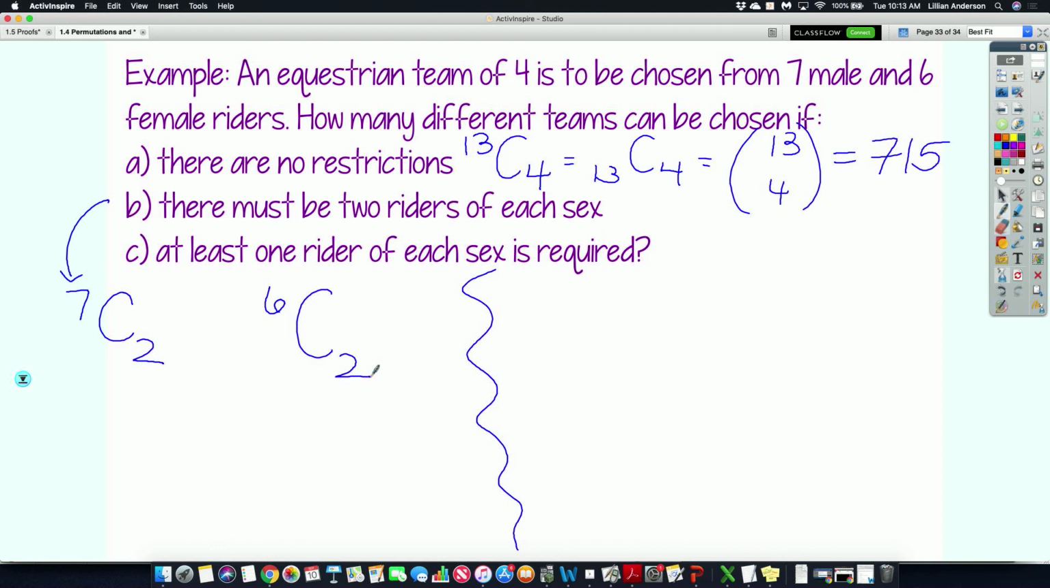2. What am I going to do with those numbers? Find them and you multiply them. Yes, you do multiply them because together they make our team. 2 men and 2 females, from however many different ways. I can pick 2 guys and 2 ladies. How many?